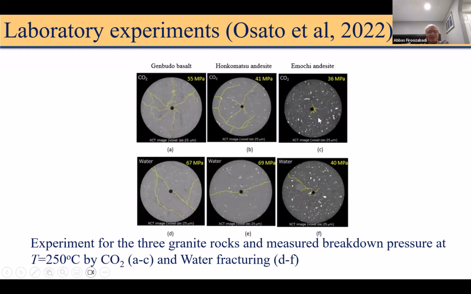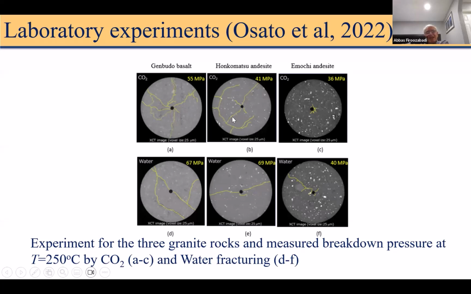In the case of water, which is nearly incompressible but still has some low compressibility, we do get higher breakdown pressure, though not to the extent we got before: 55 versus 67. There is less fracture intensity for water. For this rock, 41 versus 69. Here there is basically not a lot of branching.